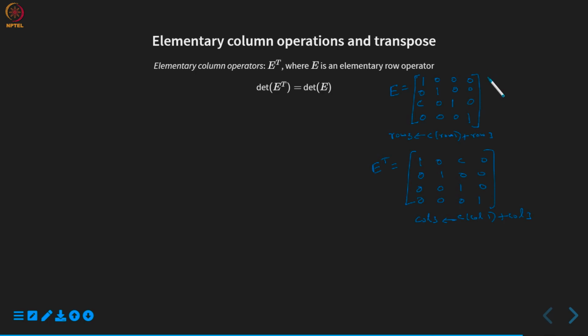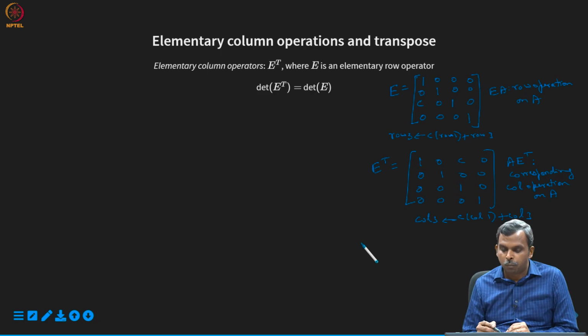Remember, when you do E times A, it is a row operation on A. How do you do a column operation on A? You have to do A times E transpose. Okay, A times E transpose is the corresponding column operation on A. So this picture is good to keep in mind: row 3 is row 3 plus C times row 1. You want to do the same thing for columns. You take that E, do a transpose, multiply on the right, then you're doing the column operation. Okay, so that's one thing.